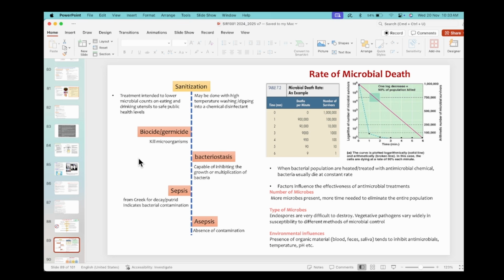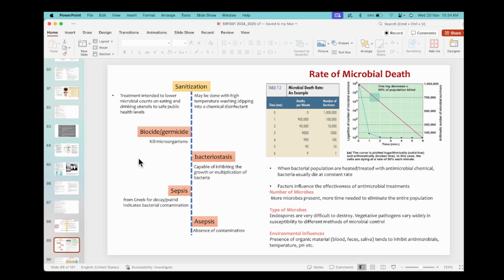Biocidal means to kill. Biostasis means to prevent growth. That's the main difference: one is to kill, the other is just to prevent or inhibit growth. Then sepsis and asepsis. Sepsis is a term where there is bacterial contamination. Sometimes you hear doctors saying blood sepsis or septicemia. Septicemia is blood infection, which means there are bacteria in your bloodstream. Then asepsis is absence of contamination.